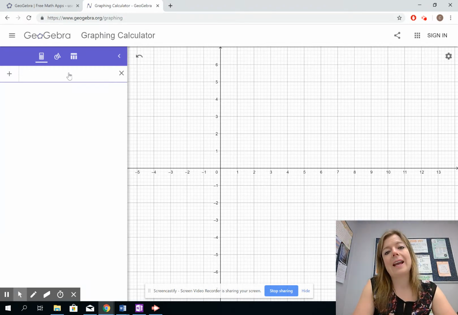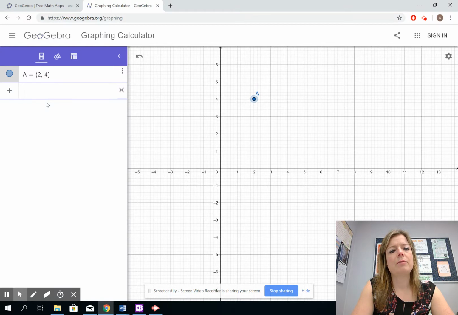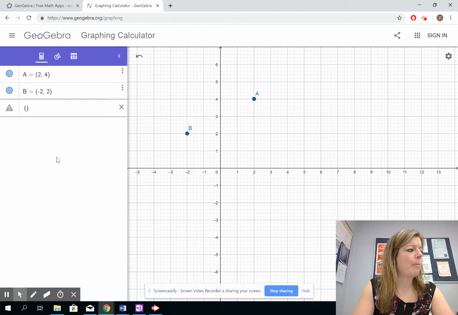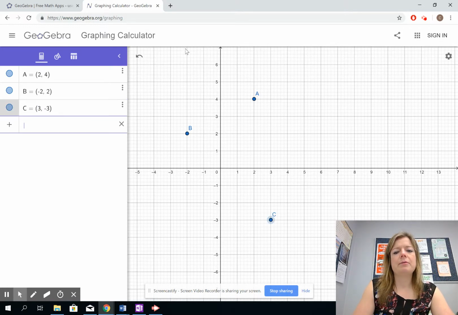So to create a point on GeoGebra, you simply just go to the graphing calculator and you can just start a bracket. And so my first point is 2, 4. You press enter and it automatically calls it A. Okay, so then you can do -2, 2. So again, you always just start with opening a parentheses and that opens up the set for you. So there you go, A, B, C, those are my coordinates.